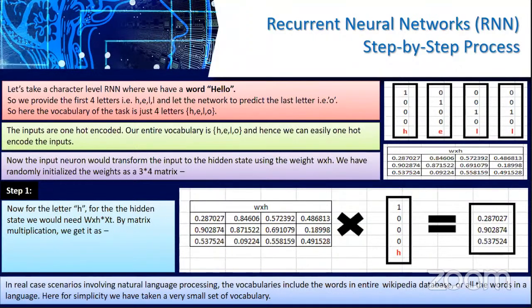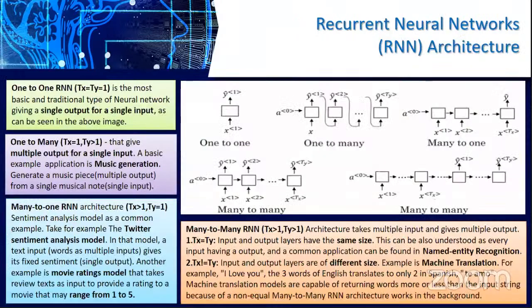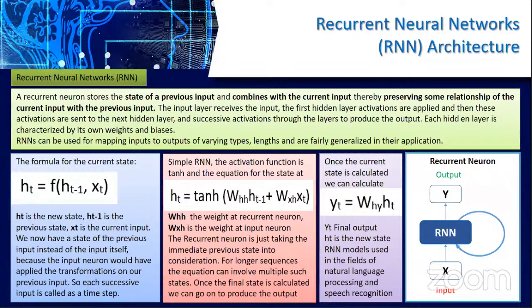Now the theory remains the same. Theory remains the same in the sense, if you go to the fundamentals where we started, every time we need to calculate h suffix t, which is dependent on W suffix hh, which is the weight at the recurrent neuron. And next is W suffix xh, which is nothing but the weight of the input neuron, right? And whatever you get from h suffix t will allow you to calculate the final output, which is y suffix t. So y suffix t will be given as W suffix hy into h suffix t.